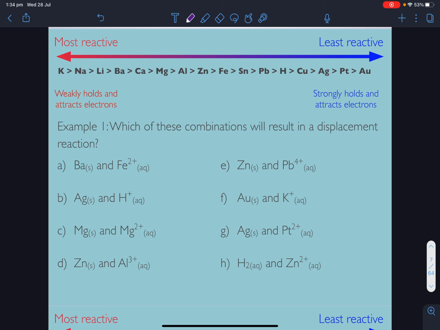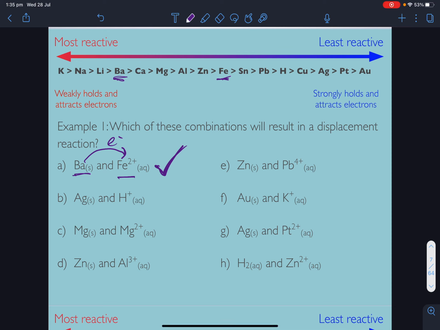So number one, we've got barium and iron 2 plus. Barium's all the way up the top. Iron 2 plus is down here. Iron likes electrons more than barium, so electrons are going to transfer. Tick, we will get a displacement reaction.